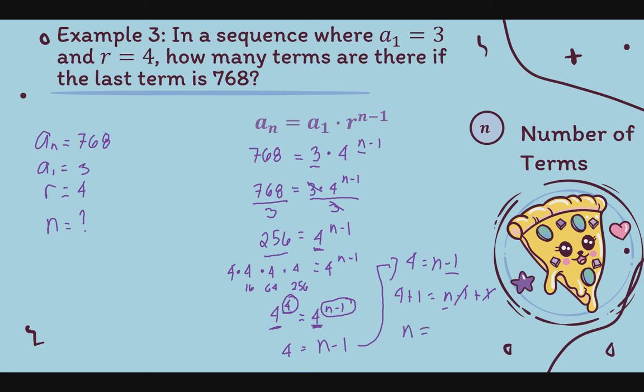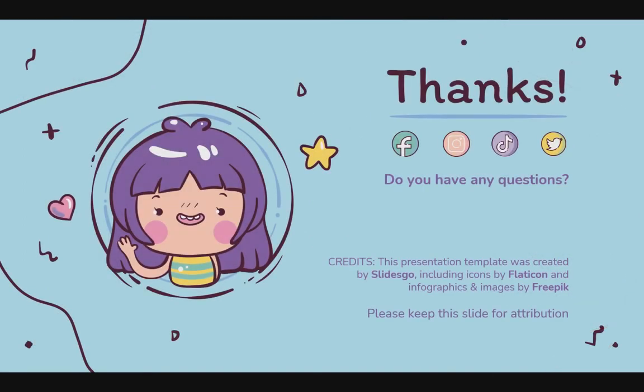So, ibig sabihin, ang 768 ay pang limang term. So, ang a sub 5 is 768 at ang sequence na to ay merong 5 term lamang. Okay. So, yun po ang mga gamit ng ating general term sa equation of the general term in geometric sequence.